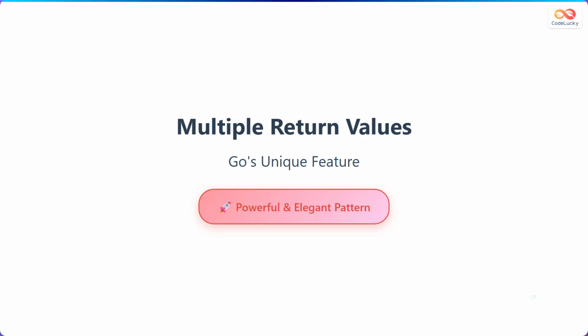Let's explore a standout feature in Go: multiple return values. This powerful and elegant pattern sets Go apart, offering flexibility and clarity in how functions communicate results.